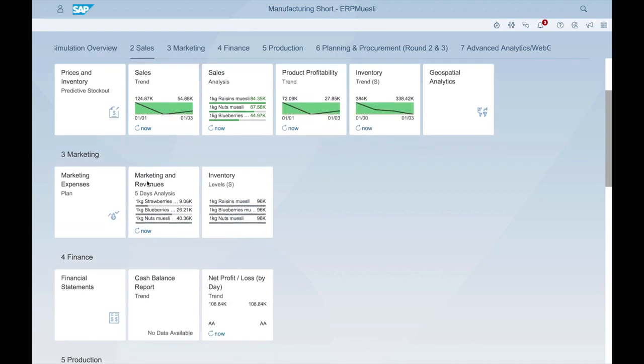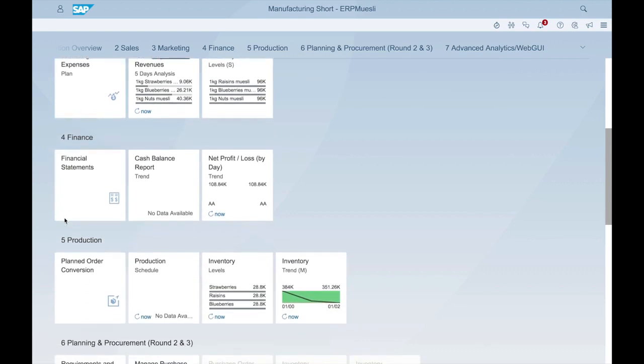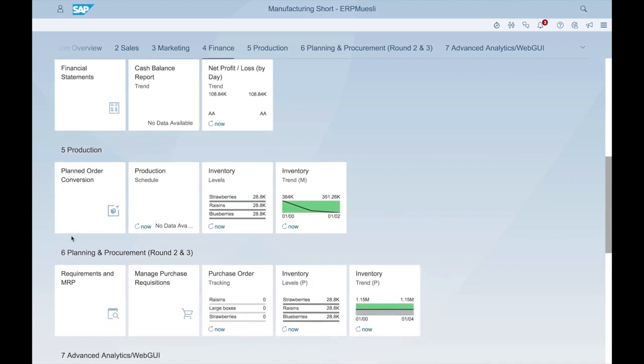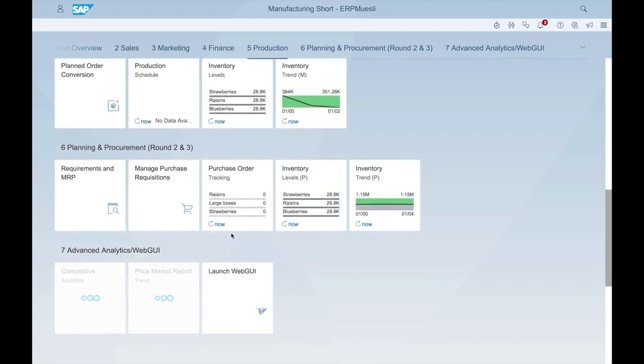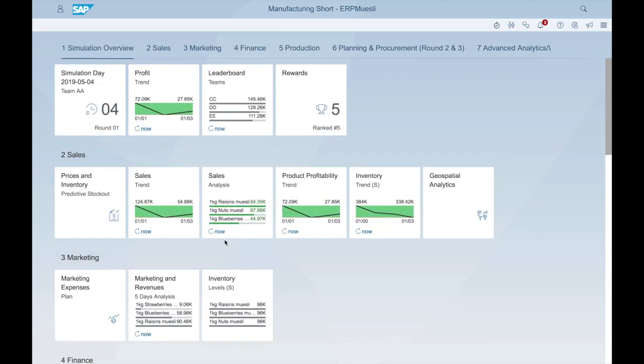As mentioned, there are 4 other roles in our simulation. Let's walk through them briefly. The third row, the marketing row, is where advertising expenses will be entered and monitored. The fourth row belongs to finance, where finance-related details can be found. The fifth row is the production row, where users will combine products to make muesli cereals. And the sixth is reserved for planning and procurement, which will be used to order independent requirements like blueberries, nuts, and oats. Keep in mind, this is only one of our simulations.